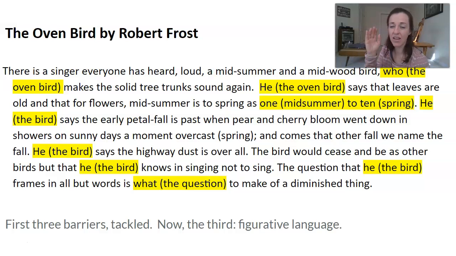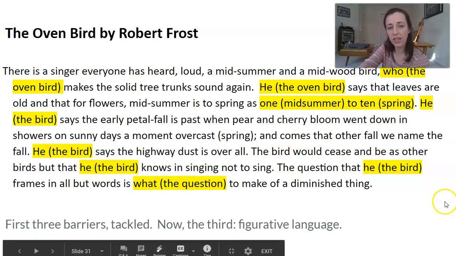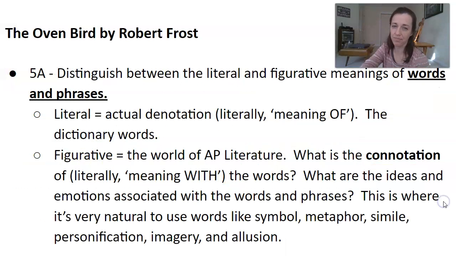He, and then lastly, what? And so the referent here goes back to the beginning of the sentence, that question, that's everything to this poem. What is the question? What to make of a diminished thing? What is what? How do you make meaning from something that is diminished? All right, pronoun antecedents, pronoun referents established. Not so much to glean there, so we're going to move into figurative language, which I've done in green.